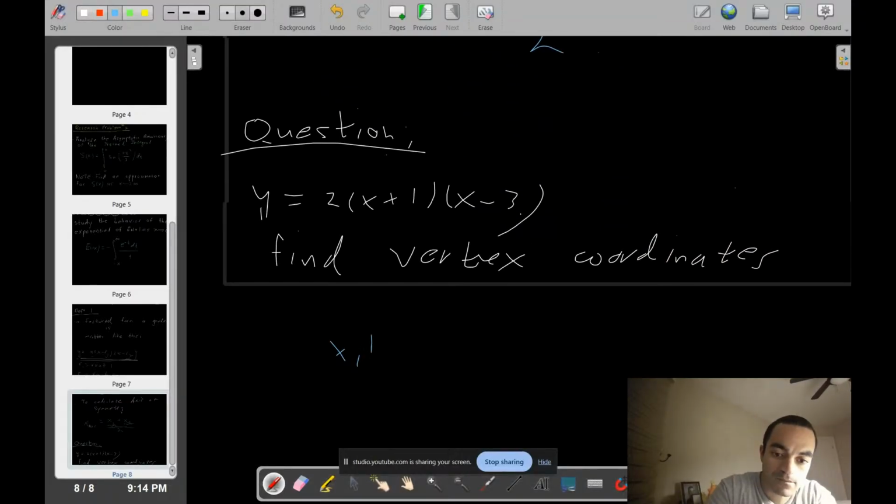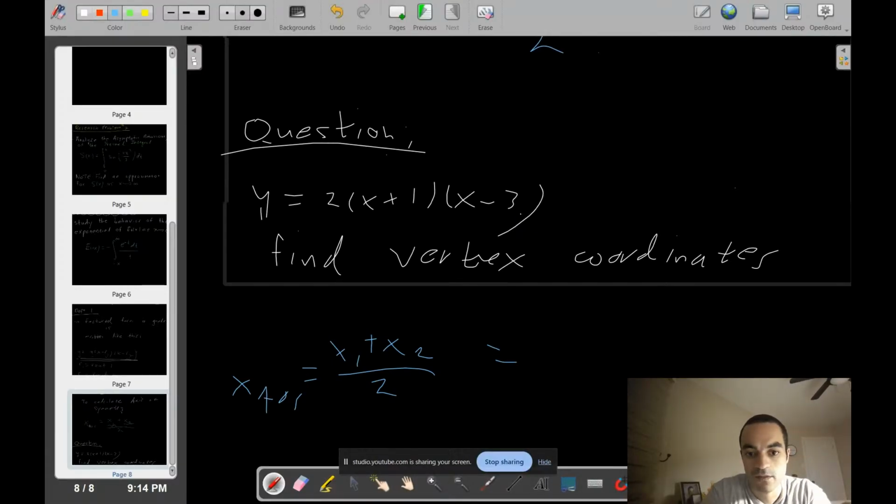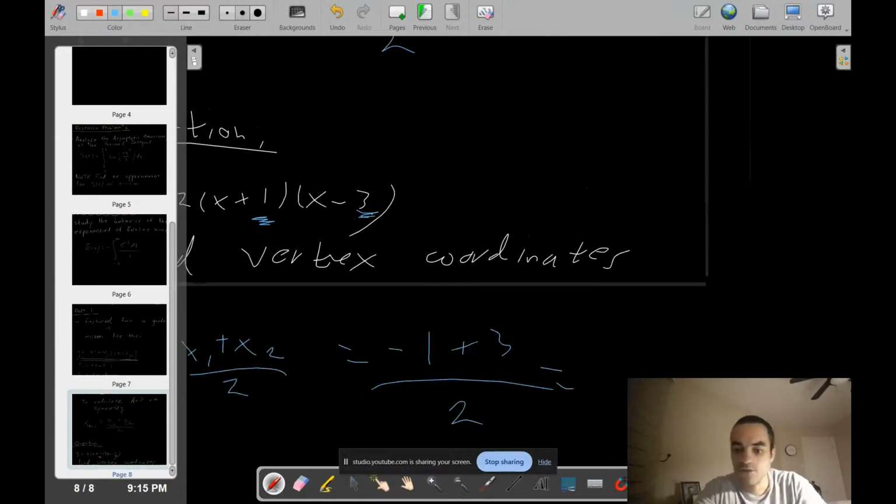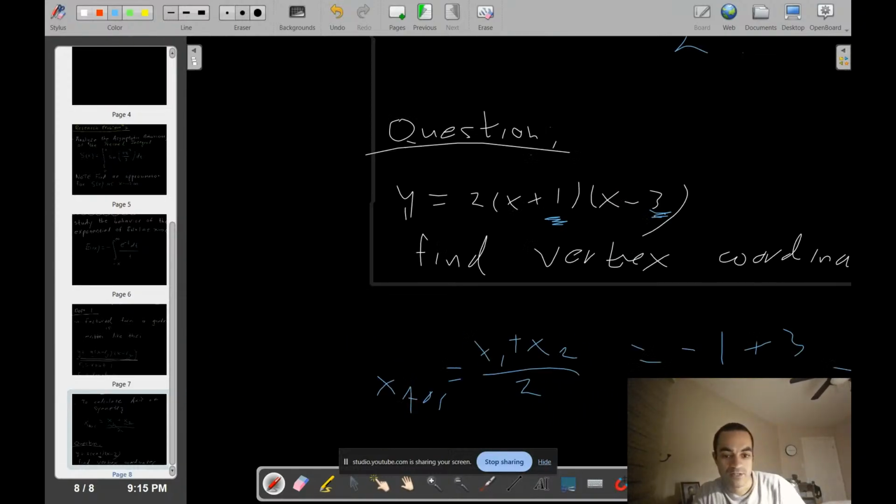So (x1 + x2) divided by 2 is equal to x AOS. And this is going to be equal to x1, which would be -1, and this would be positive 3, because we solve for the roots, divided by 2. 3 minus 1 is 2. 2 over 2 is 1. You have your x-axis of symmetry.